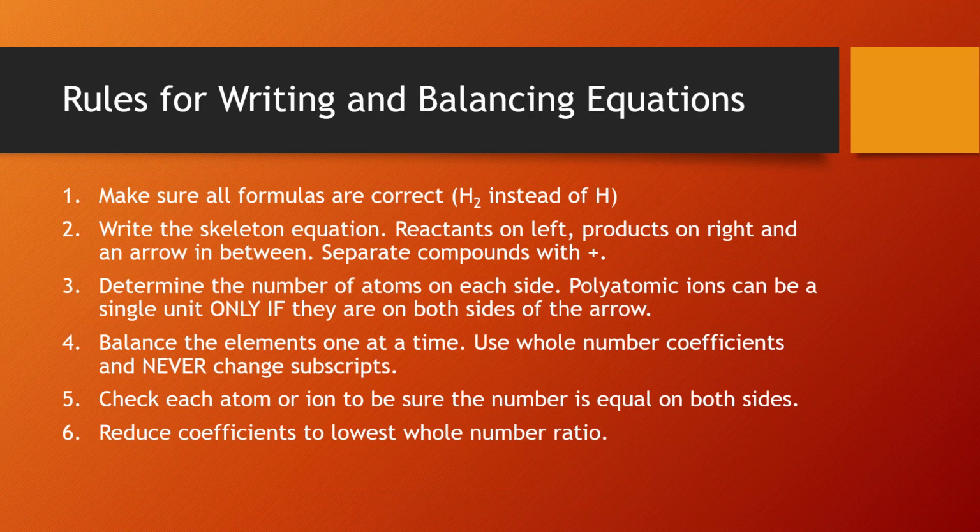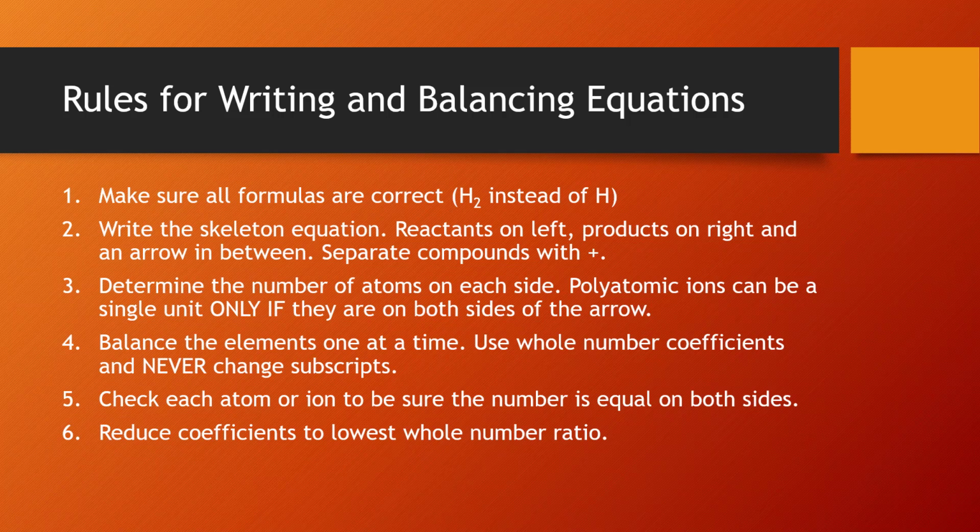Finally, some rules for writing and balancing equations. First, make sure the formulas are correct, that you're having H2 instead of H. Hydrogen gas instead of just random hydrogen atoms floating around in the void. Then write the skeleton equation. Put the reactants on the left, the products on the right, and an arrow in between. The arrow may go one way or may go both ways if it's a reversible reaction. Separate compounds on each side with a plus symbol.